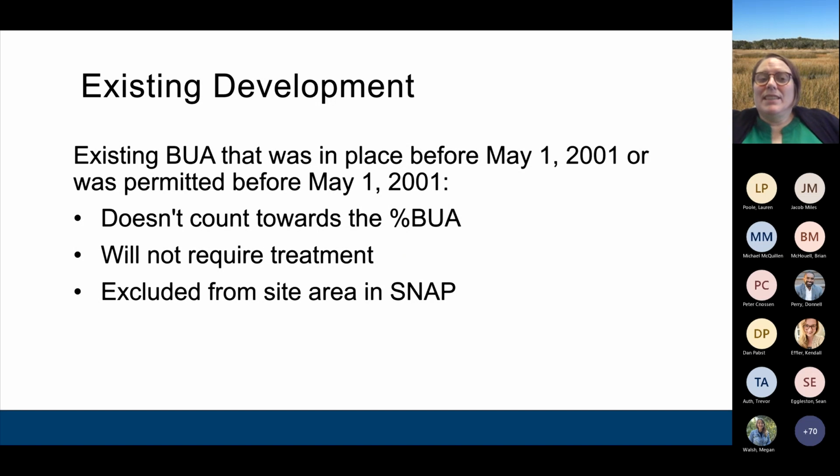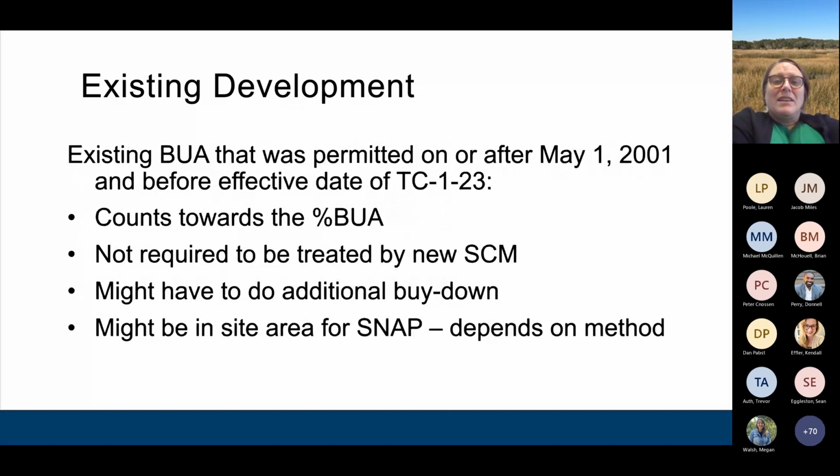So if you have existing built upon area that was in place prior to May 1st, 2001, and that May 1st, 2001 is the date that the city originally adopted the Neuse rules, or was permitted before May 1st, 2001, or vested before May 1st, 2001, then that BUA does not count towards the percent BUA, will not require treatment, and will be excluded from the site area in SNAP because that was placed prior to the Neuse rule becoming effective.